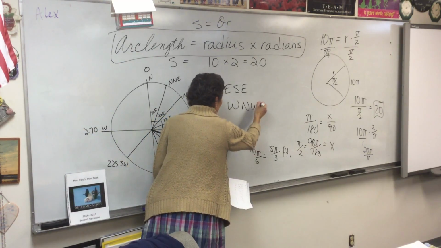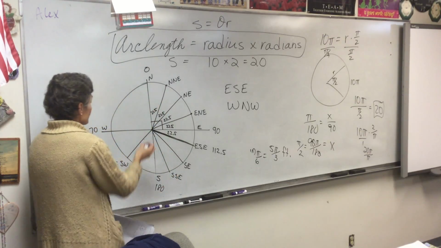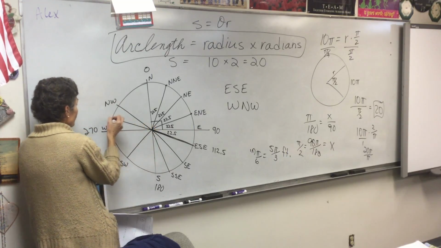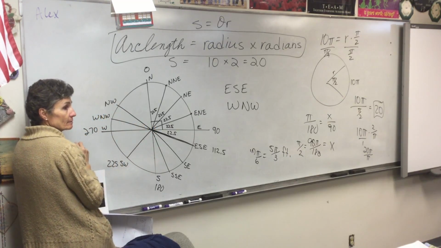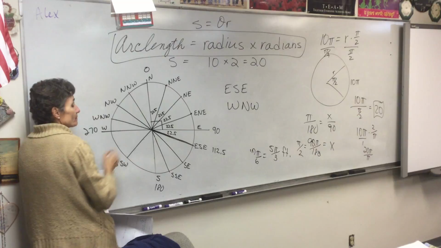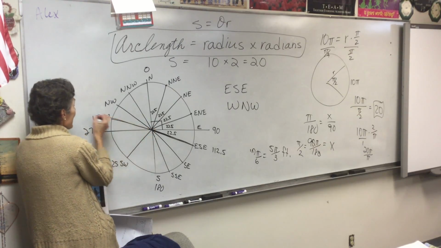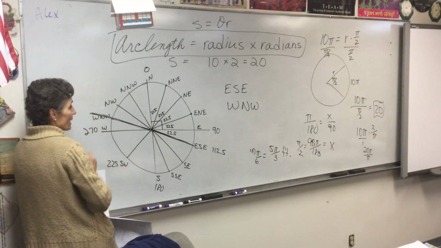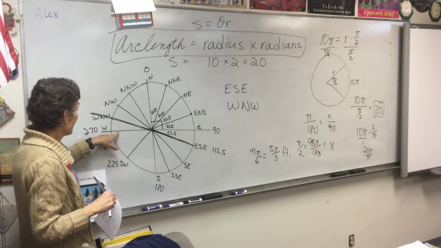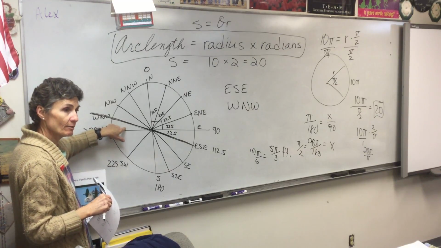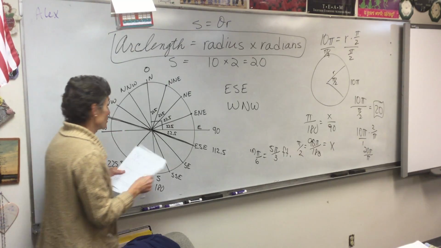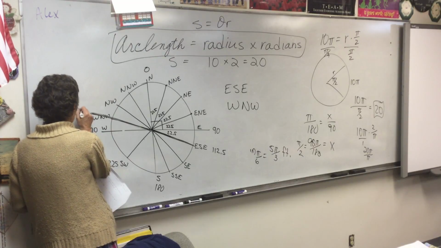West, northwest. I don't have that one drawn either, so I have to draw it. So here's northwest. Here would be west, northwest. This would be north, northwest. Now I want to know what angle this is right here, west, northwest. Well, how far is it all the way to west? 270. And then how much more do I go? What's my little split here? 22 and a half. So 270 and 22 and a half would be 292.5.